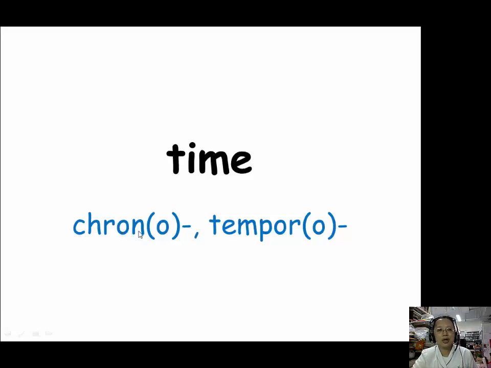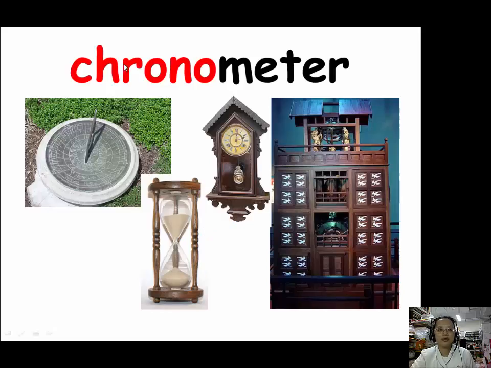chrono, C-H-R-O-N-O, or temporo, T-E-M-P-O-R-O. Let's see our example. For chrono, our example is chronometer. Chronometer is a watch or clock that measures time very exactly.